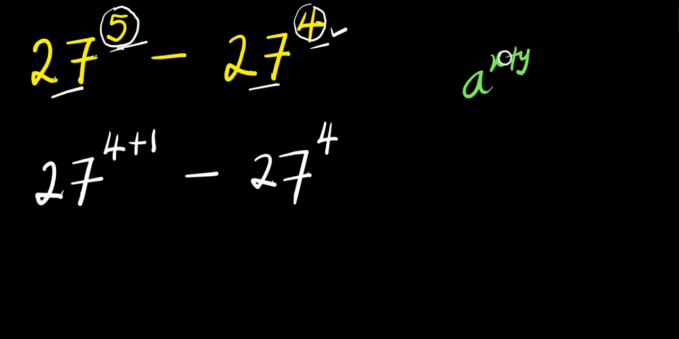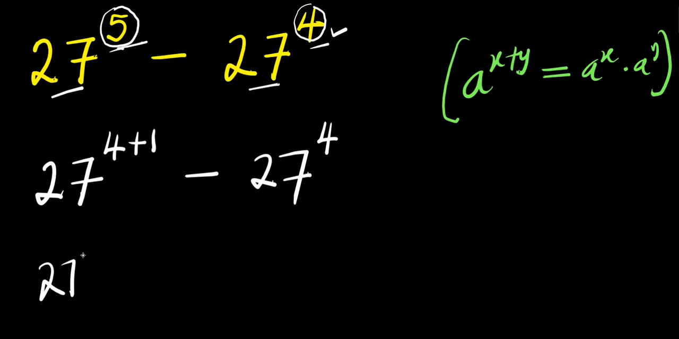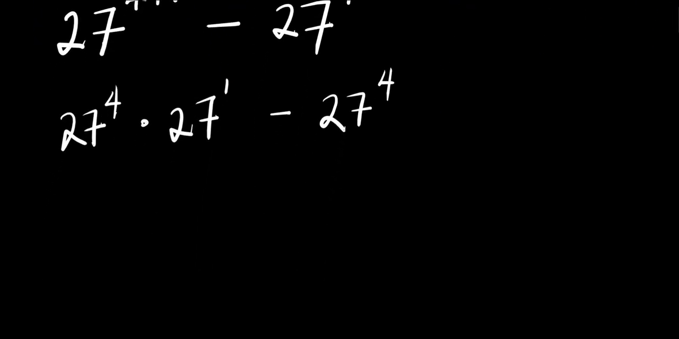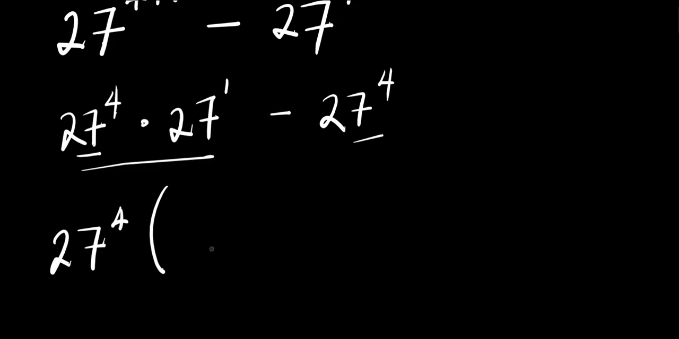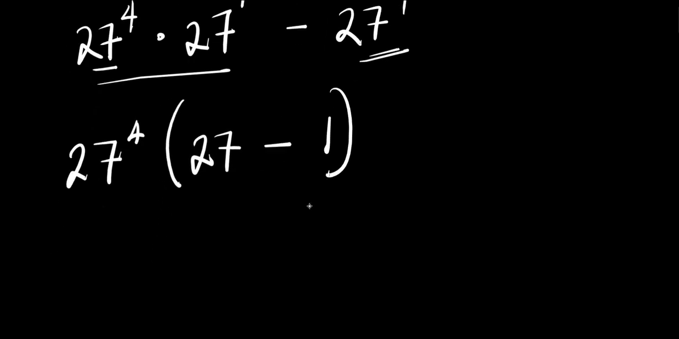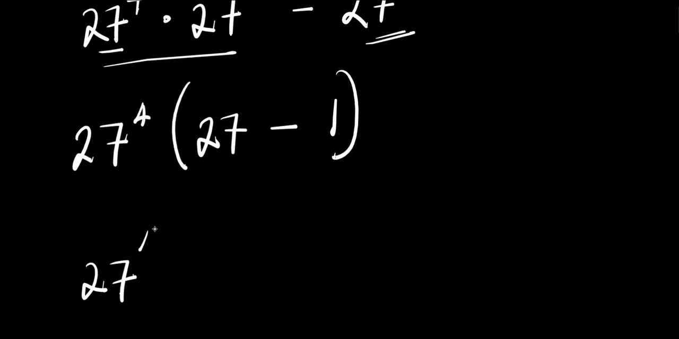A power x plus y equals a power x times a power y. Meaning we have 27 power 4 times 27 power 1 minus 27 power 4. 27 power 4, 27 power 4, let's factor that out. This divides 27 power 4, we have 27 minus 27 power 4 divides 27 power 4, we have 1. From here, we have 27 power 4 times 27 minus 1, that is 26.